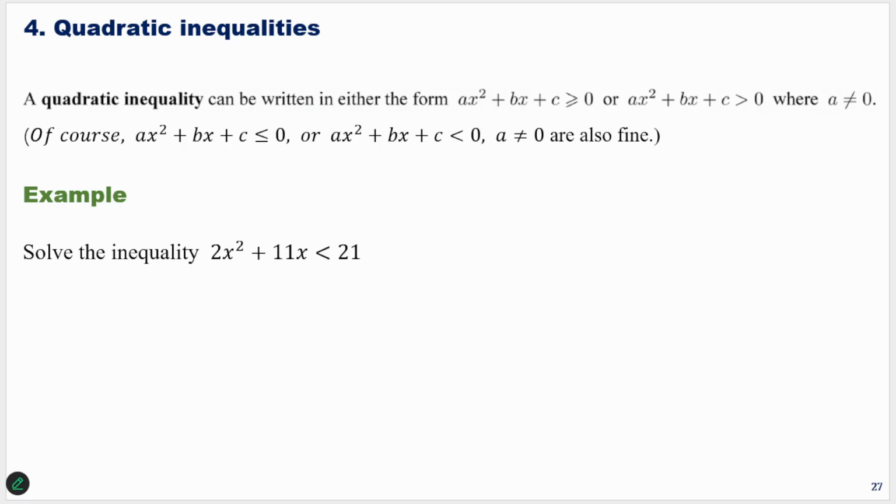Okay. So m equals 14, n equals negative 3, and 2x squared plus 14x minus 3x minus 21 equals 0. 2x times x plus 7, minus 3 times x plus 7, equals 0. So x plus 7 times 2x minus 3 equals 0.